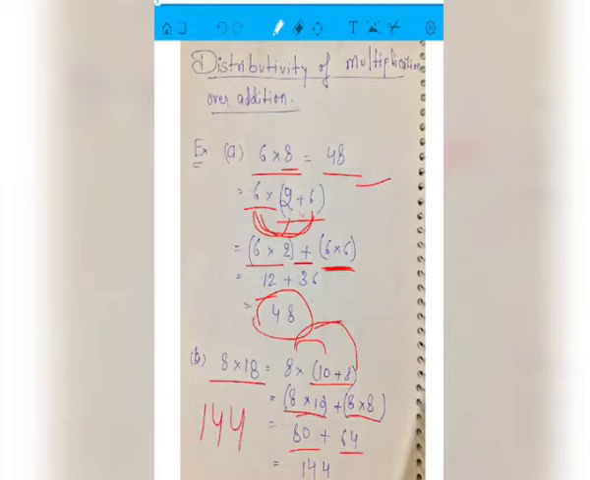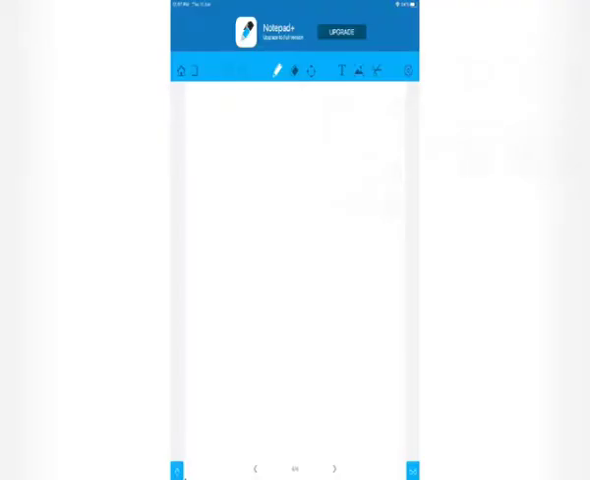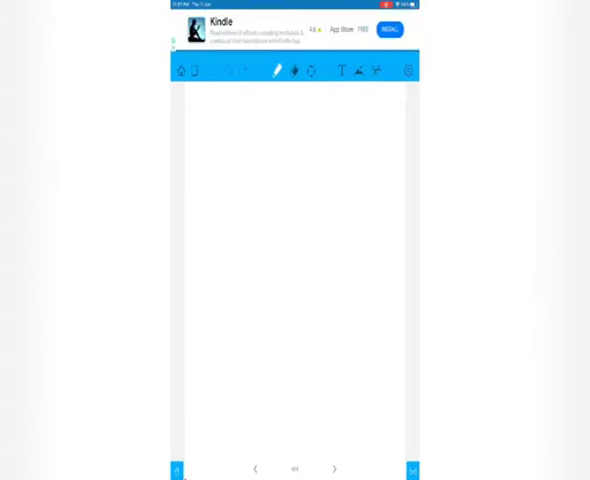So this is the distributive property of multiplication. Now let's come to the next property, that is identity property. But before coming to that topic, we need to study the associative property for division and subtraction. The associative property for division and subtraction is not applicable.